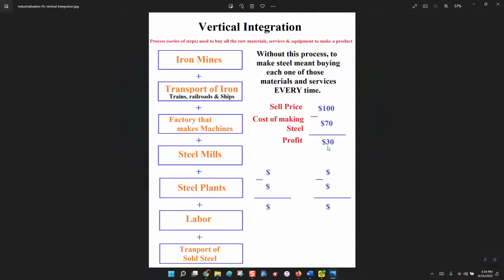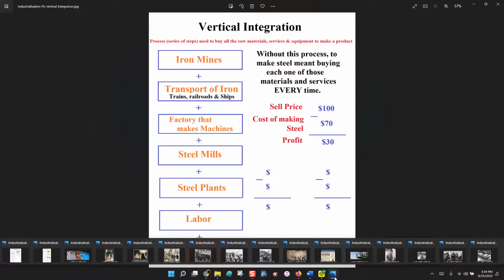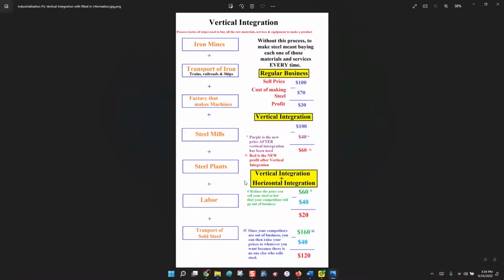Now, this is where somebody who would want to become even richer will use vertical integration by taking a lot of money they made when they make $30 profit and investing it back in by buying all these things. And I'm going to switch over to the next image. They'll go over that. Now, what does that mean?